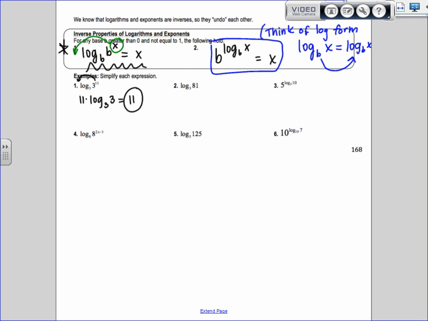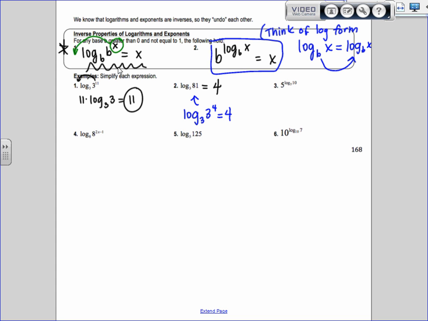How about the next one? Log base 3 of 81. 3 to what power gives you 81? 4. So how is this related to the formula that we just did? Well, it's really log base 3 of 3 to the 4th, which gives you 4. That's what's happening, right? 81 is 3 to the 4th. So I end up getting 4.